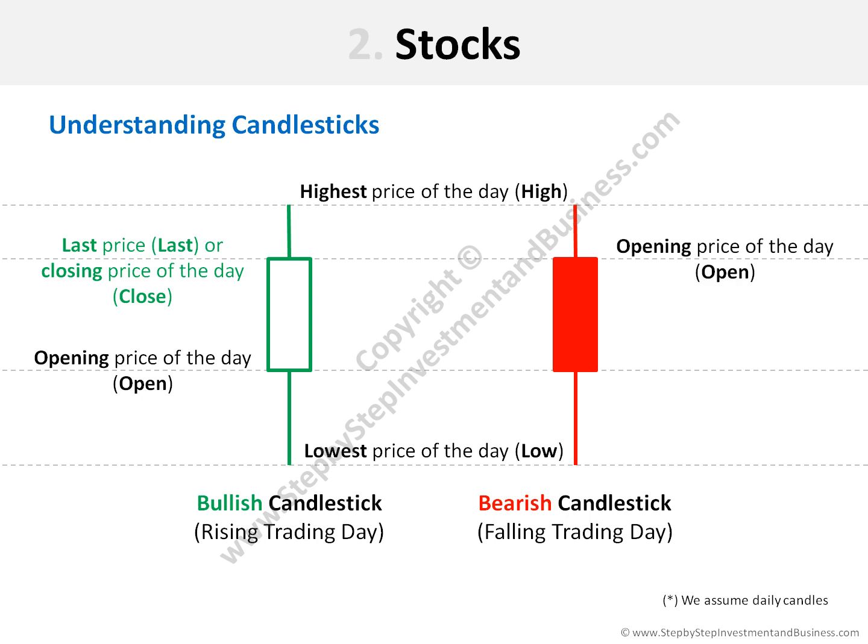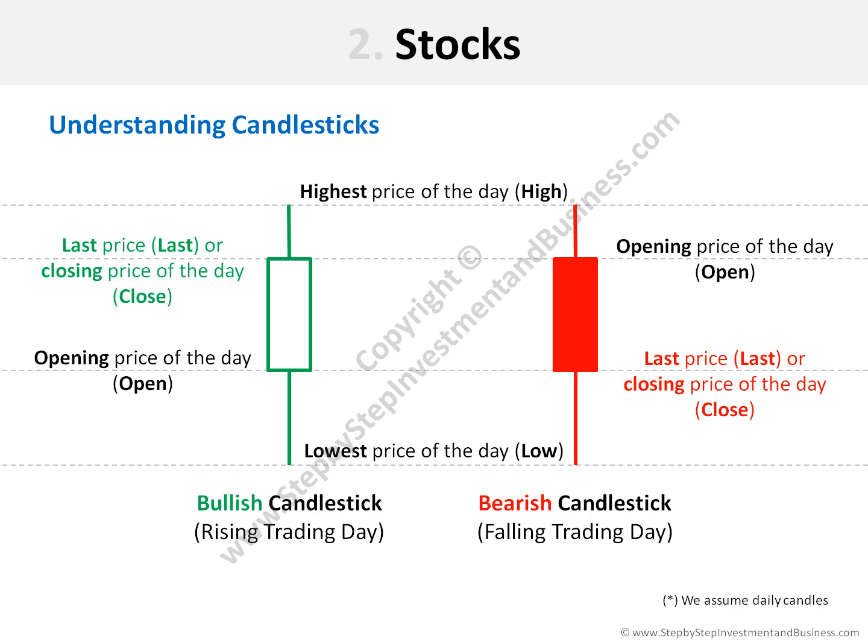On the other hand, for a red candlestick, the top end of the body indicates the open, and the bottom end of the body indicates the close. Notice that the close of the stock, or last if the trading day is not ended, is lower than the open. That is why this type of candlestick represents a falling trading day.